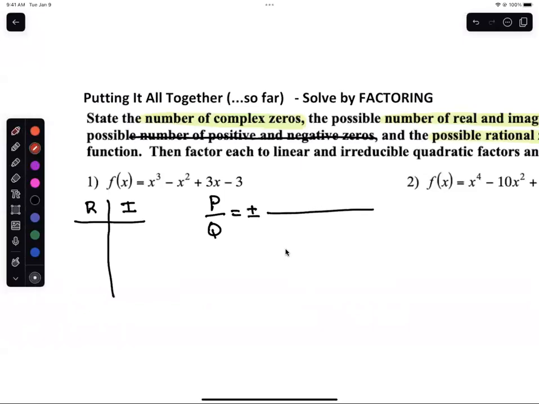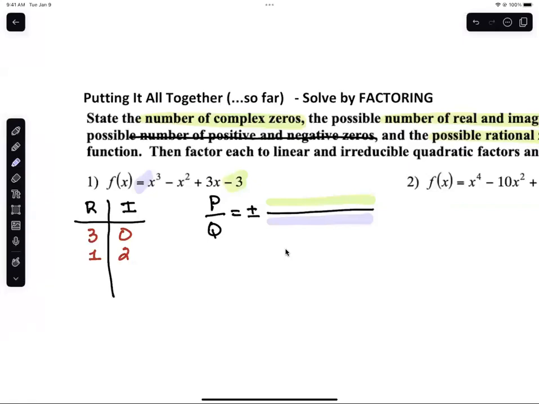So let's see, I've got a degree 3, so I could have 3 real, no imaginary. I could have 1 real and 2 imaginary, and that's all. P over Q. So remember, the numerator, factors of the constant, the denominator, factors of the lead coefficient. So this is my candidate pool. If I were to factor this and break it down all the way, these are numbers I could use to get started with synthetic division.